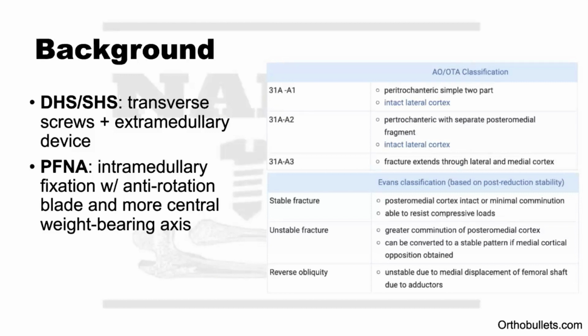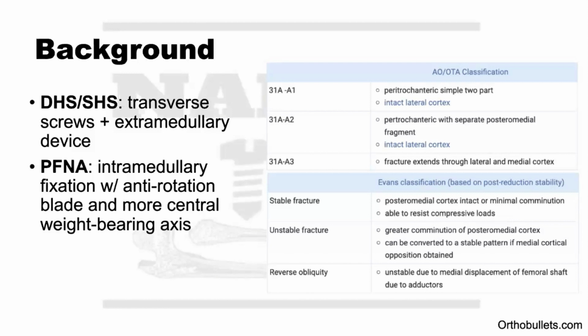And just if you're following along with the slides on the right side, from OrthoBullets, we have the AO/OTA classification, as well as the Evans classification. In this paper, they were specifically looking at our 31A2s for the AO/OTA classification. But Evans is another classification that other papers will talk about.